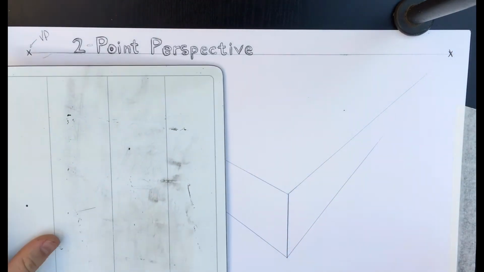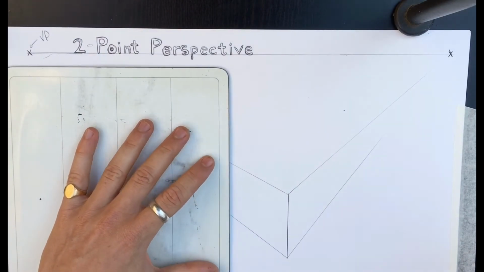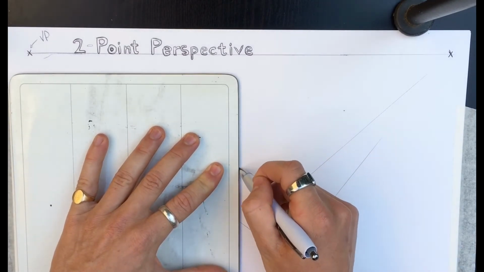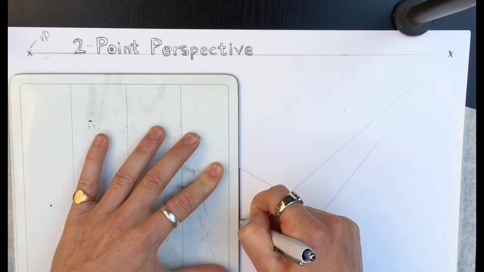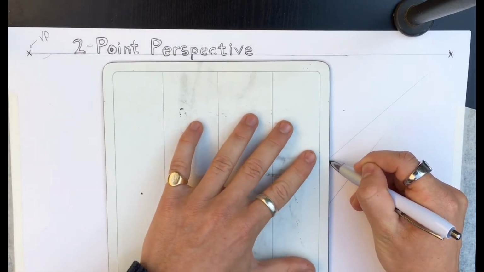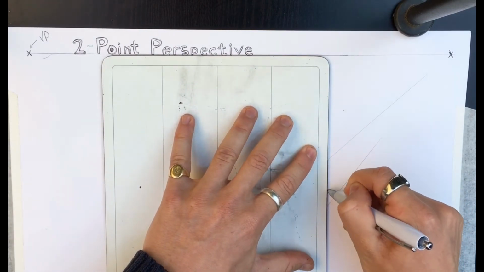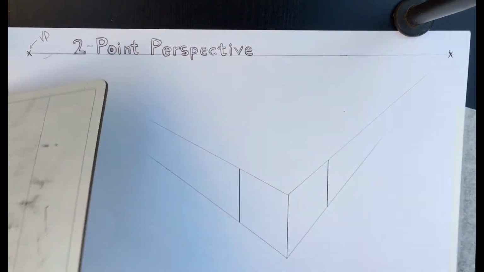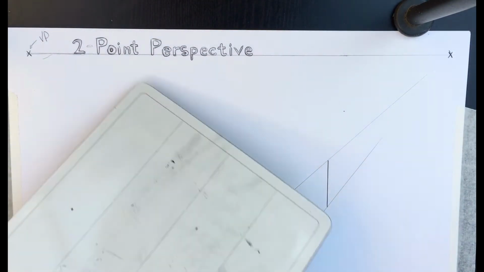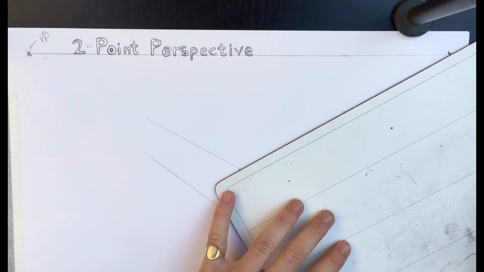Next up, I'm going to draw more vertical lines to finish off my cuboid shape. Okay, let's do one here. And let's do one here. Make sure they're parallel with the rest of my vertical lines. The final step I need to do is link up these lines with my vanishing points again. So I'm going to do that now. Like so.